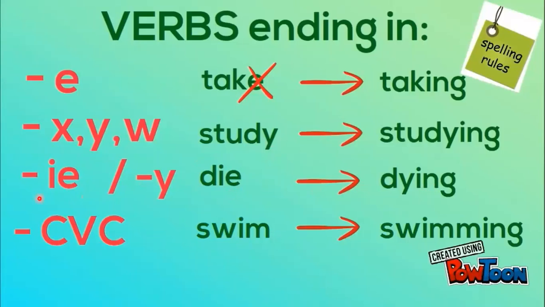And finally, you may ask, what is the meaning of CVC? So this is consonant, vowel, and consonant. Here's the case. Consonant, vowel, and consonant. Okay, so what do you have to do there? You repeat the last letter and add ing. That's simple.